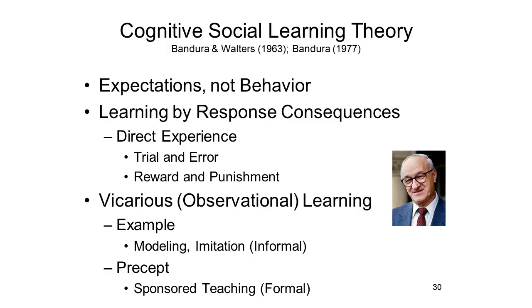Learning through precept encompasses deliberate teaching and learning, often mediated by linguistic communication, such as what's going on in this course right now, where you're reading a book and I'm lecturing to you. The important point is that in both learning through example and learning through precept, we're learning from other people, not through the direct experience of trial and error and reward and punishment. And this learning is not mediated by reinforcement. It just occurs, much the way latent learning occurred for Tolman's rats.